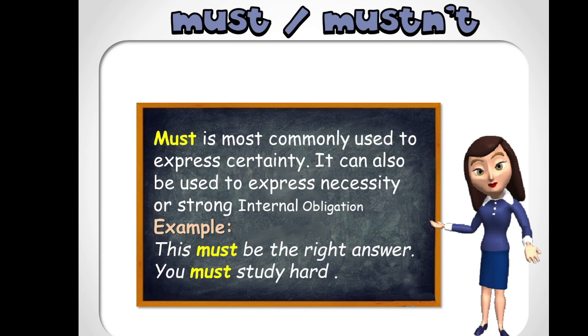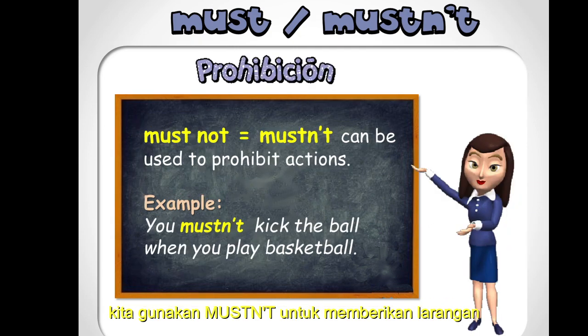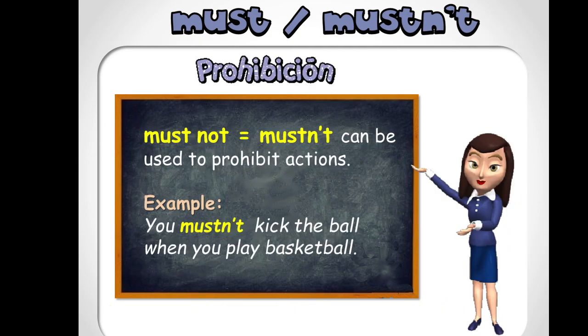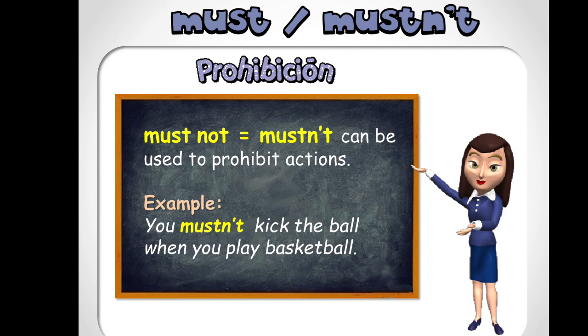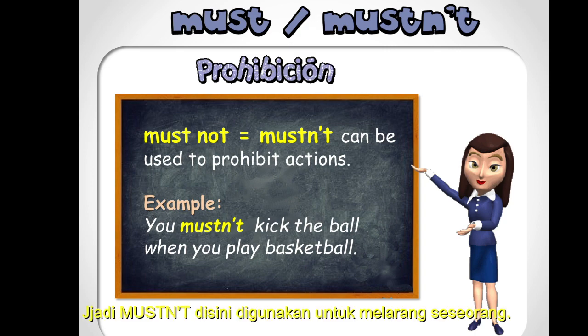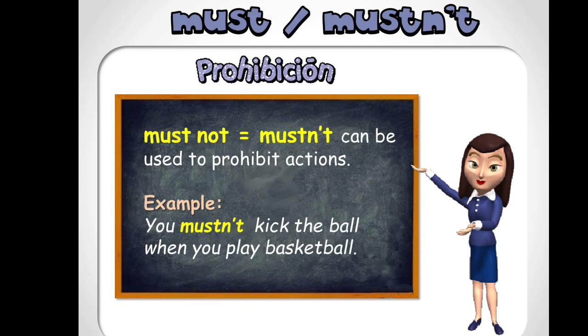Must not, or we can say mustn't as the abbreviation. We can use it to prohibit action. For example, you mustn't kick the ball when you play basketball. So mustn't mean prohibits someone of doing something. Okay? So that is mustn't.